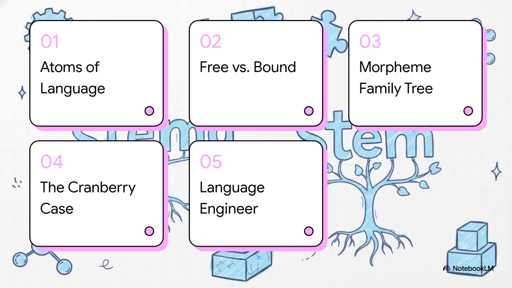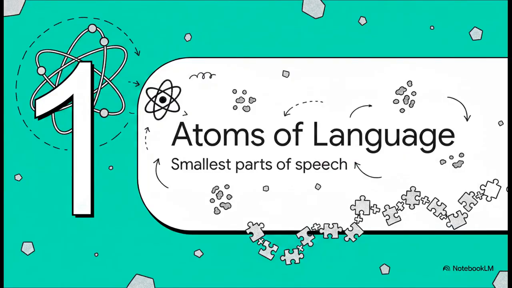Here's the game plan for this explainer. We're going to go on a little journey deep into the architecture of language itself. We'll start by uncovering the actual atoms of our speech. Then we'll meet some free spirits and their clingier friends, the hangers-on. We'll check out a morpheme family tree, solve the very strange case of the cranberry, and finally, we'll uncover your own inner language engineer.